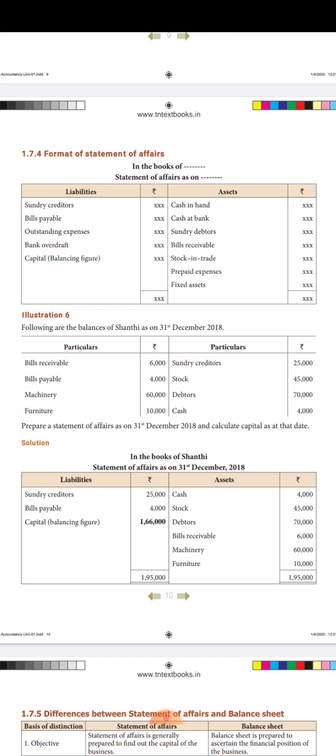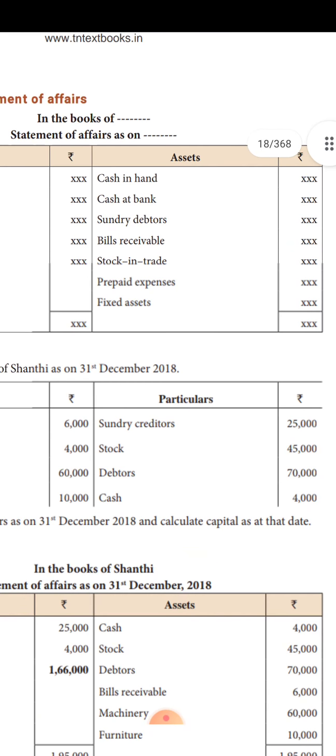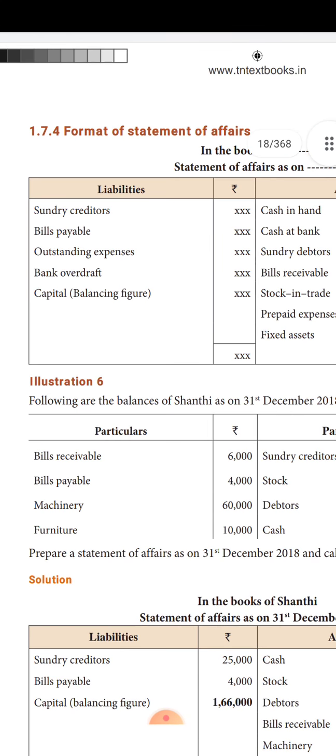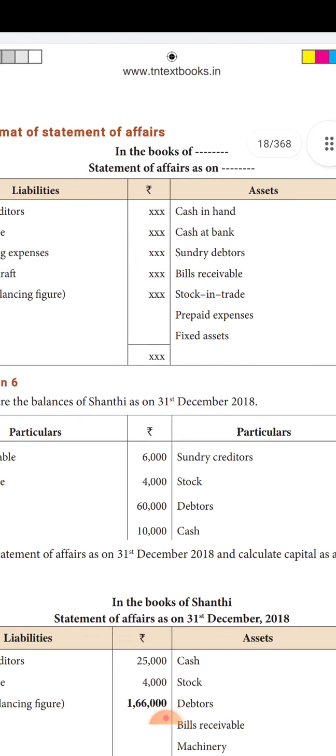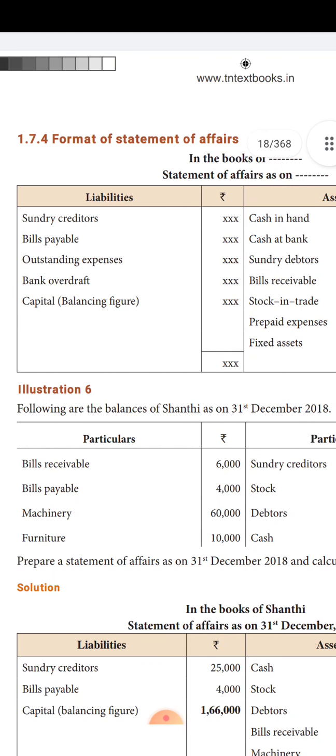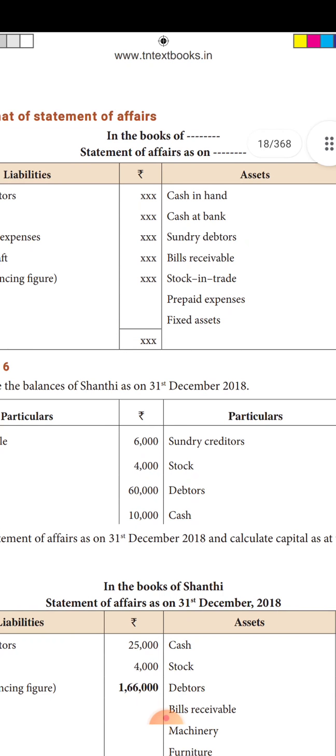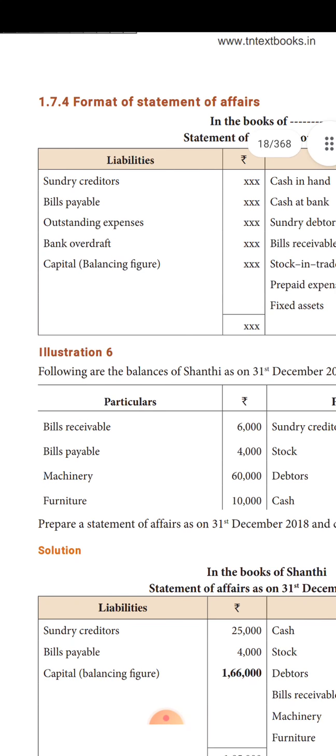Already you know very well. On the asset side, what are all the items that will come? Cash, bank, sundry debtors, bills receivable, stock in trade, prepaid expenses, fixed assets. All those items will come on the asset side. Likewise, on the liability side also, creditors. If debtors come on the asset side, creditors will come on the liability side. If bills receivable comes on the asset side, bills payable will come on the liability side.